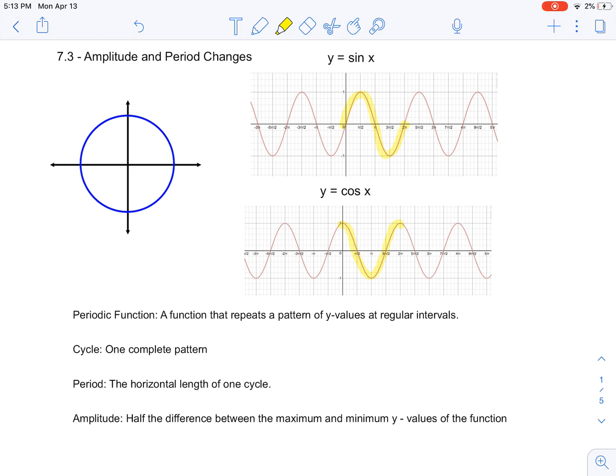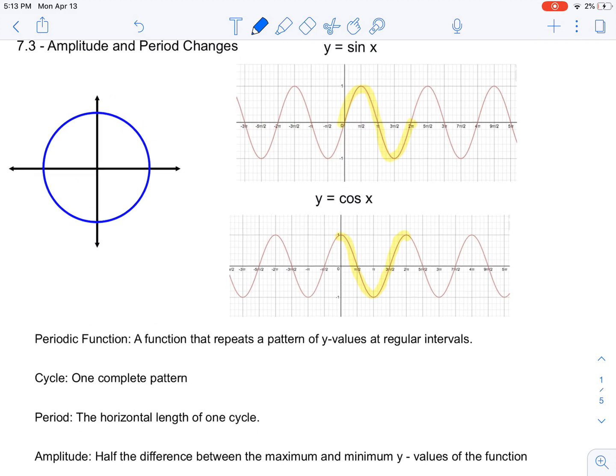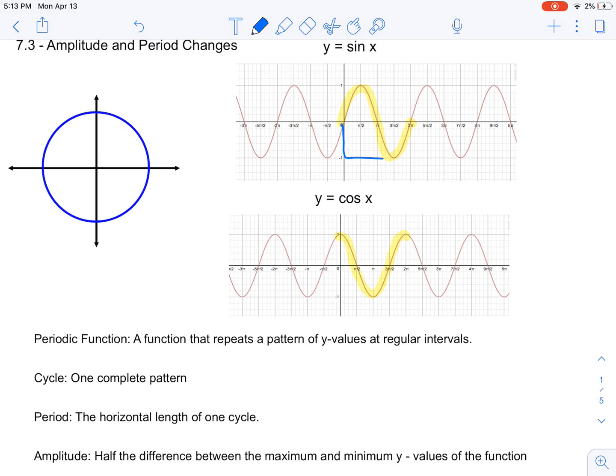The period is the length that it takes to complete that cycle. So if I look at a period, the period on the first graph would be here in blue. That's the period. How long it takes, what's that horizontal length that it takes to complete one cycle. Here is the period on a cosine graph.